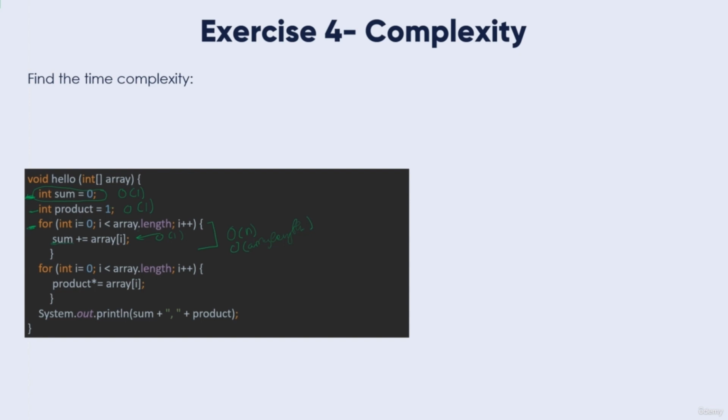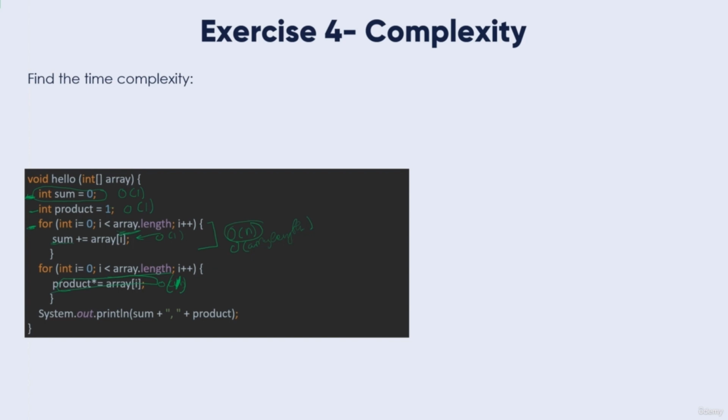And if the array length is 1000, it would do this 1000 times. So it depends on the array length. This will result in O of n. Again, there is another loop making i from 0 to array.length, and making a product. So this product is O of 1.